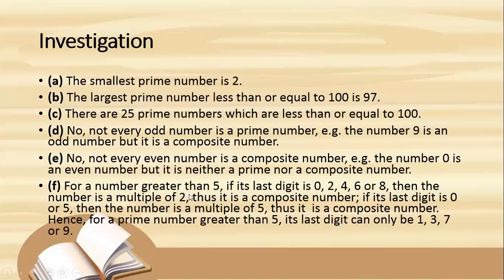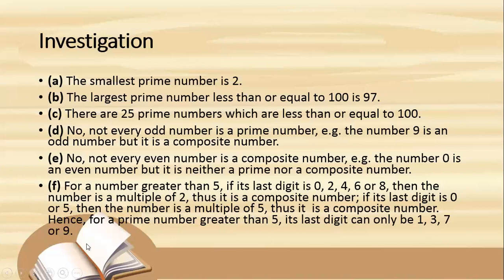For a number greater than 5, if its last digit is 0, 2, 4, 6, or 8, then the number is a multiple of 2. Or, in other words, all the even numbers are composite numbers other than 0 and 2. If its last digit is 0 or 5, then the number is a multiple of 5, thus it is a composite number. Hence, for a prime number greater than 5, its last digit can be only 1, 3, 7, or 9.